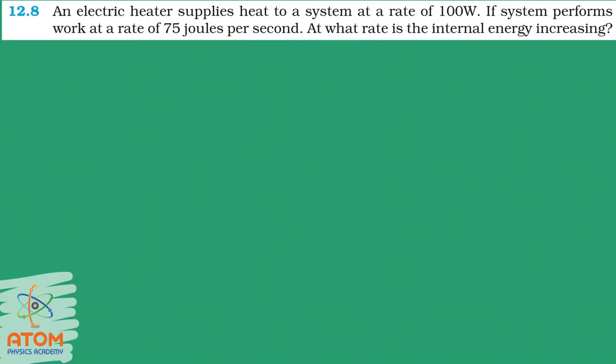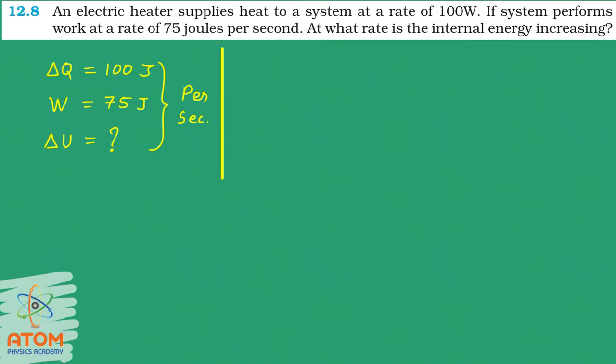An electric heater supplies heat to a system at a rate of 100 watt. If the system performs work at the rate of 75 joule per second, at what rate is the internal energy increasing? See, it's about a heater which is giving 100 joule per second. 100 watt means it is 100 joule per second. That much heat it is giving. And one system is performing work that is 75 joule per second. So we need to find out the rate of increase in internal energy of the system.